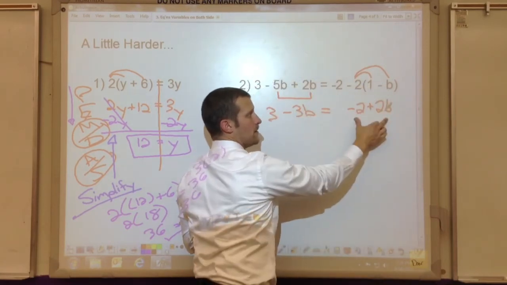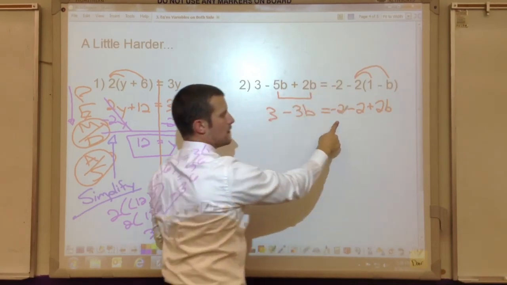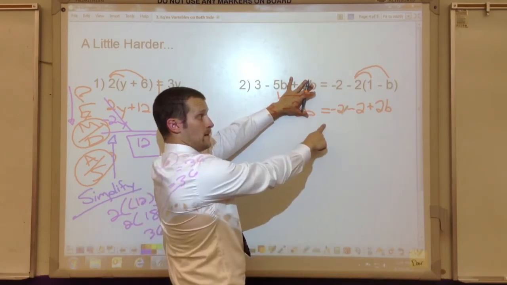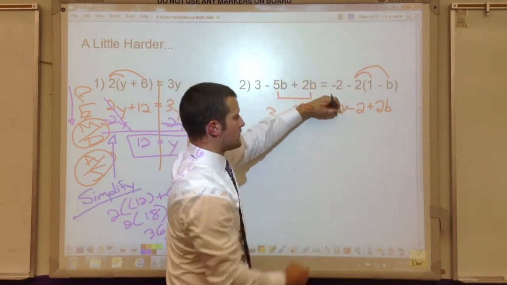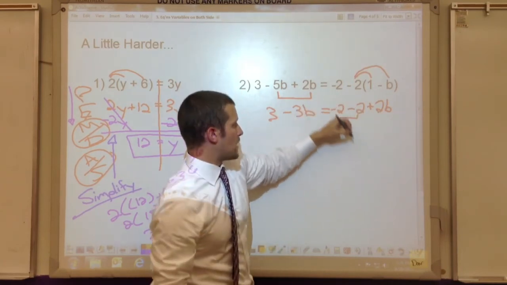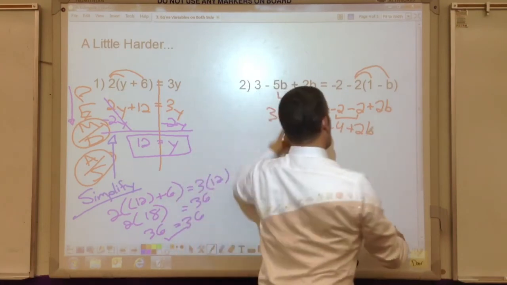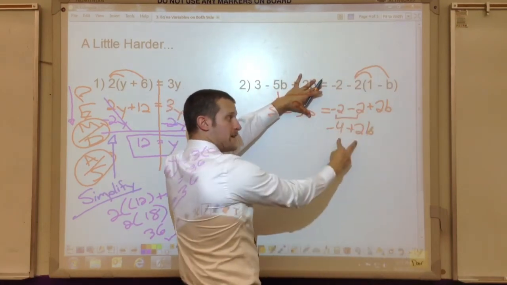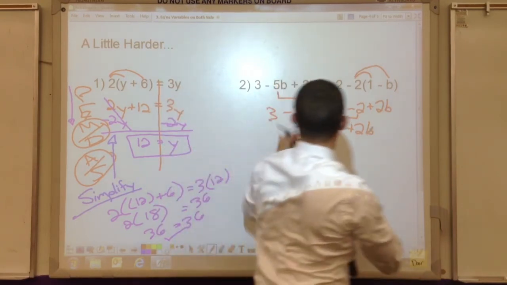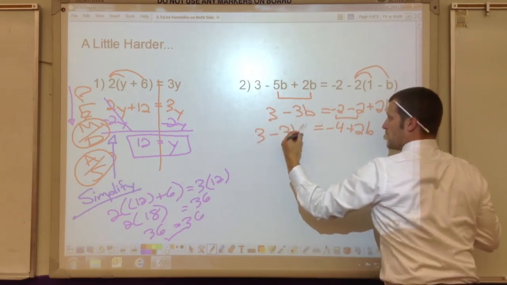That's my distribute. I have this negative 2 in front that has to come straight down. Then I'm going to ask myself again, can I keep simplifying? Well, yeah, negative 2 and negative 2 make negative 4. Bring down plus 2b. Now, this stuff is all finished simplifying. That's the most I can possibly do. It's done. So, 3 minus 3b.